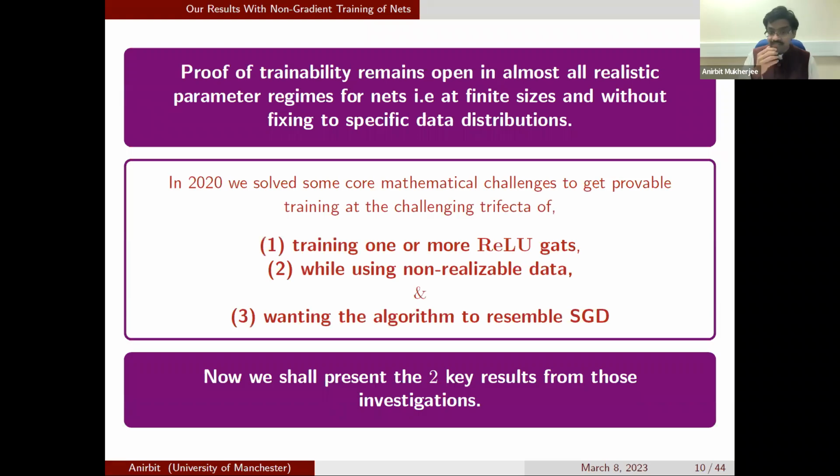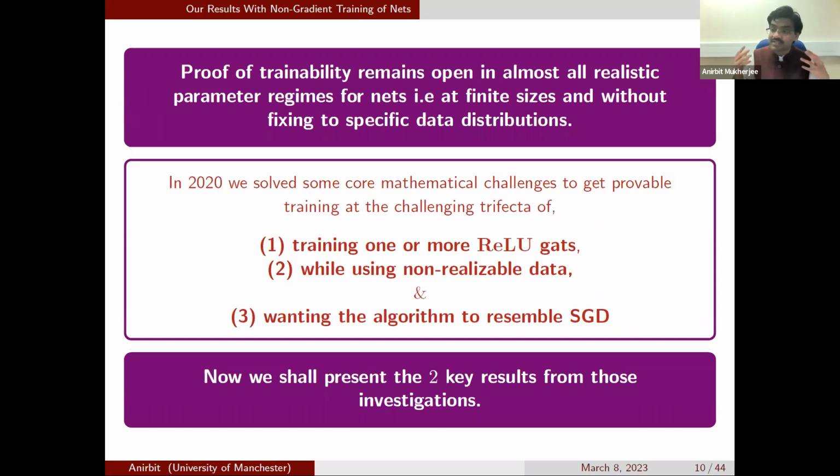And in 2020, we solved a number of core mathematical challenges to be able to answer this trainability question at what I would call the trifecta of 3 properties. A good training proof should have 3 properties. One, it should have 1 or more ReLU gates. I mean, at least 1 or more ReLU gates is one of the things I focused on at that point. And the data should be non-realizable. And third, the algorithm should somewhat resemble SGD. It should not be too different from SGD either.